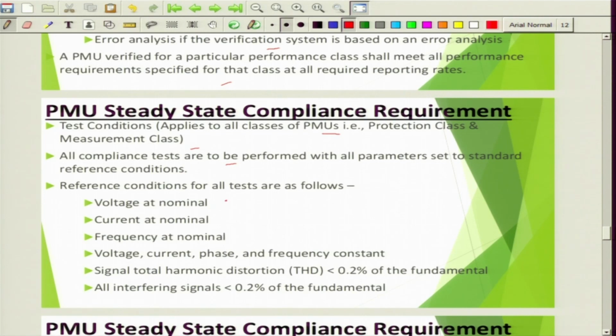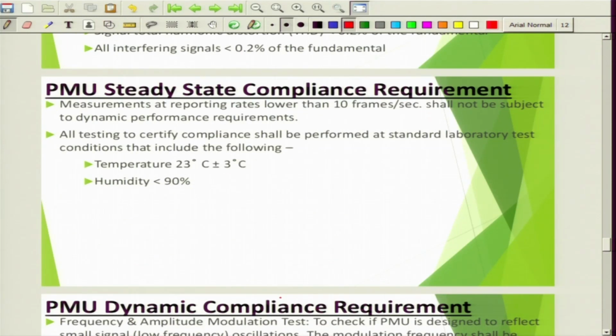So reference conditions for all tests are as follows: voltage at nominal, current at nominal, frequency at nominal, voltage, current, phase and frequency constant, signal total harmonic distortion, THD, should also be less than 0.2% of the fundamental, and all interfering signals should also be less than 0.2% of the fundamental. So measurements at reporting rates lower than 10 frames per second shall not be subject to dynamic performance requirements.